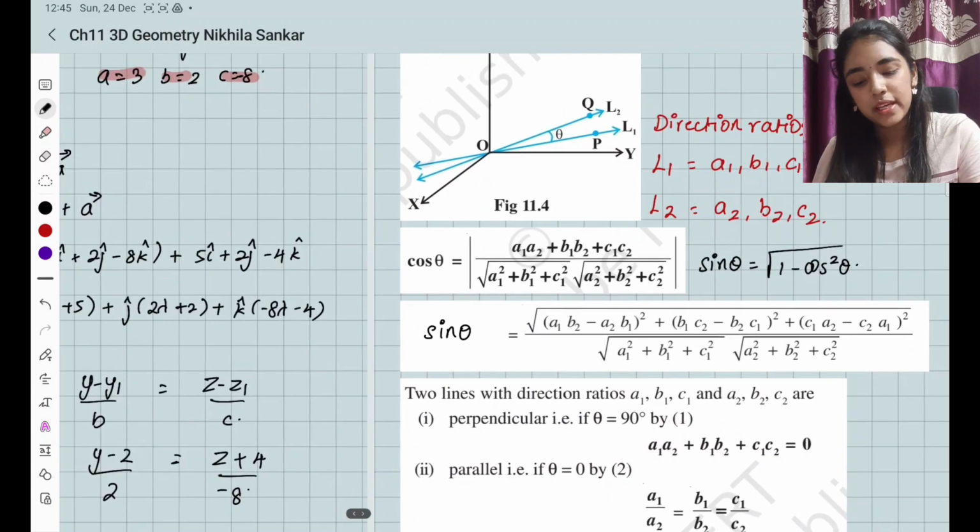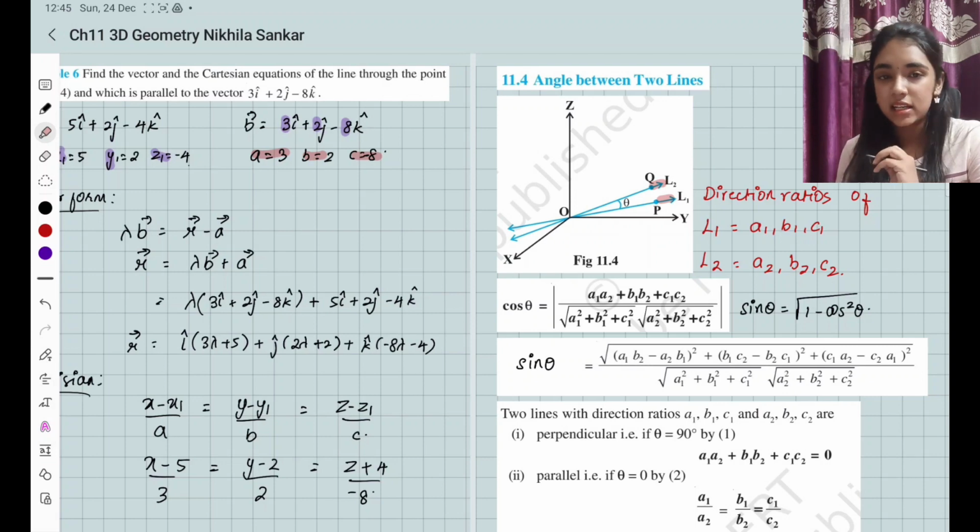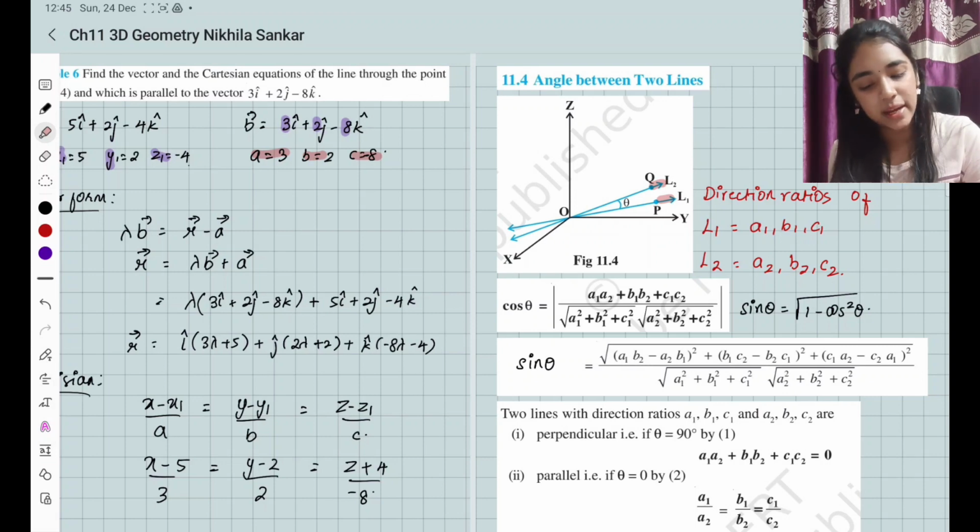Now, next topic is going to be angle between two lines. இப்போ angle na என்ன அர்த்தம்? இந்த இடத்துல ரெண்டு line இருக்கு. So, I have two different lines and the angle is going to be cos theta. இந்த cos theta வை நான் எப்படி represent பண்ண போறேன்?